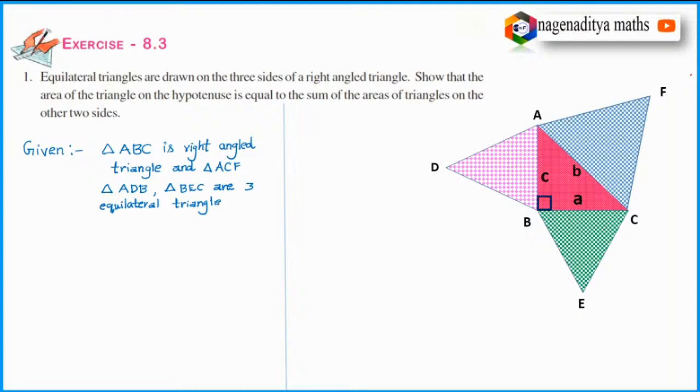So this is the given in this problem, and triangle ACF is drawn over the hypotenuse of the right angle triangle, and triangle ADB and triangle BEC are drawn on the remaining sides of the right angle triangle. So what we have to prove in this particular problem? So RTP, required to prove.